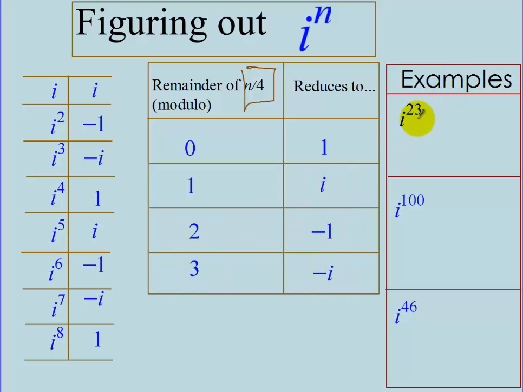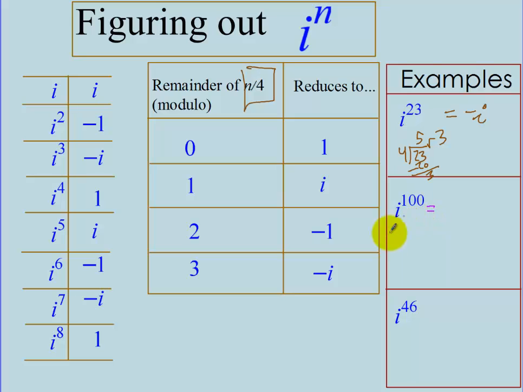So let's do some examples of this. For i to the 23rd power, to figure out what that reduces to, you divide 23 by 4. If you do that, you get 5 and a remainder of 3. Since my remainder is 3, it reduces to -i. So i to the 23rd is -i. I forgot to mention this is called modulo. If you've done some computer science, you've heard of that. It just takes a number and leaves the remainder.